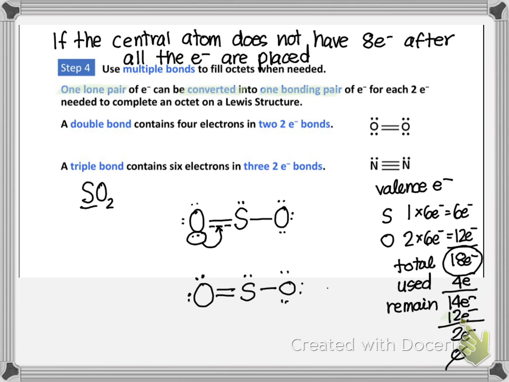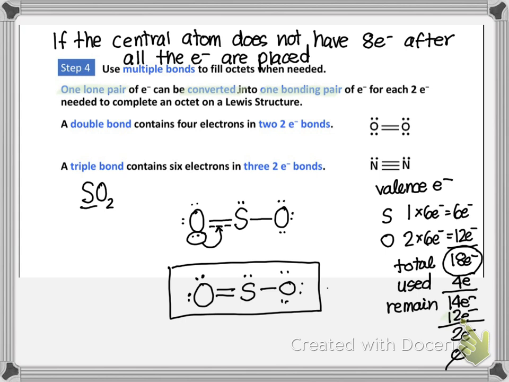Now look what that did. Oxygen still has 8: 2, 4, 6, 8. So I didn't upset that oxygen. But now sulfur has 2, 4, 6, 8. So now sulfur has 8. I didn't add any electrons, so I didn't go over 18. I just moved it. The other oxygen still has 8 because I did not change it.